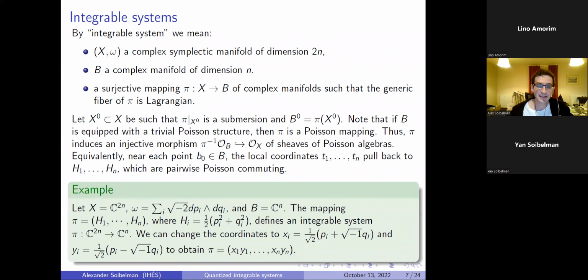Again, this is standard terminology, but this is basically just a Lagrangian fibration. But not necessarily a torus Lagrangian fibration, as some people in mirror symmetry are used to. Okay.